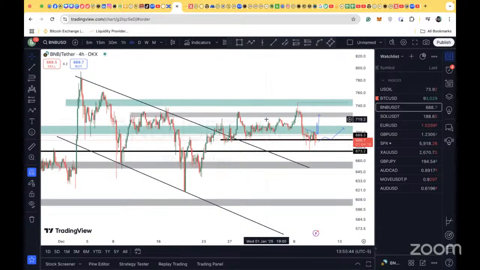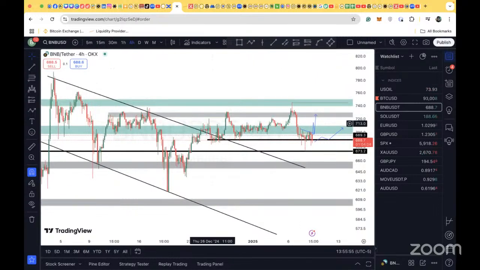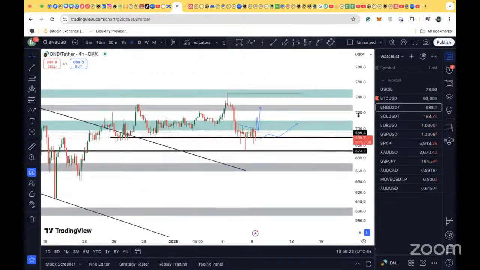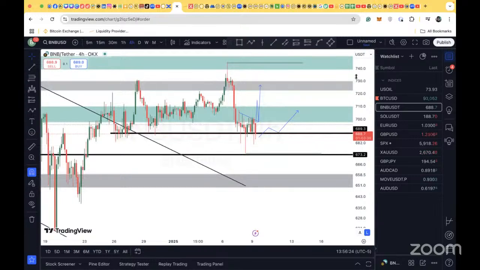Now, that is one. Number two, this pattern that was forming like this, 1, 2, 3, 4, 5. I think A, B, C, D, we call it an A, B, C, D drive, something like that. It broke out, pulled back, and moved. It came back again, respecting this level. So after the breakout of this descending channel, it's still respecting this level of 689.4. So BNB is respecting 689.4, which is where we want to take our entry from.